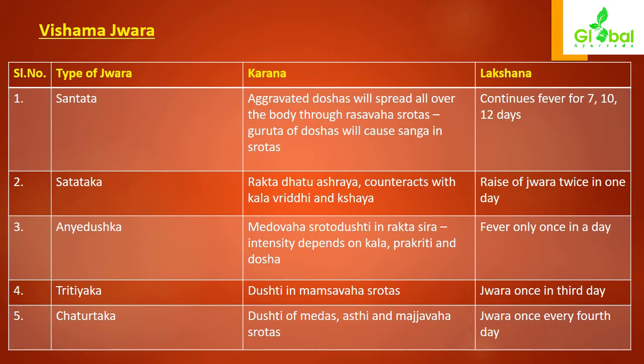Satataka Jwara will be, especially, with Raktadhatu and Asra involved in Satata Jwara, counteracting with Kala Vriddhi and Kshaya features. And the Lakshana will be rise of Jwara twice in one day. Anyedyushka, Dushti in Mamsa and Raktavaha Srotas especially, and intensity depends on Kala, Prakriti and Dosha. And the Lakshana will be fever only once in a day. That will be the presentation of the fever.